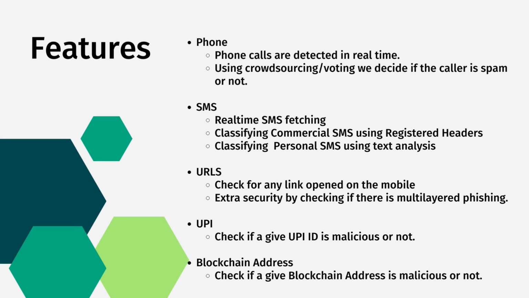These are the various features which our app provides to the user, that is real-time phone call detection and identification as spam or not, and real-time fetching of SMS and classifying it as spam or not spam using various approaches. Our app checks for phishing on any link which is clicked by the user and alerts if found malicious. Also, our app provides a provision to the user to check if a given UPI ID or a blockchain address is malicious or not.